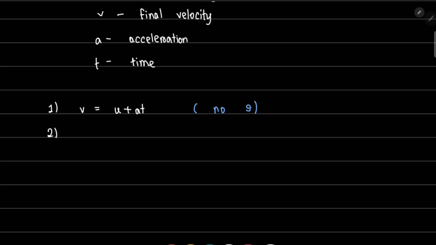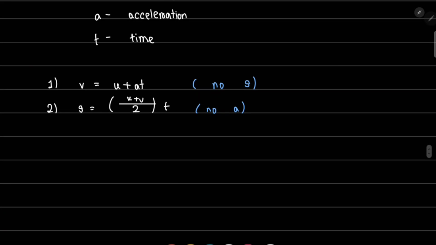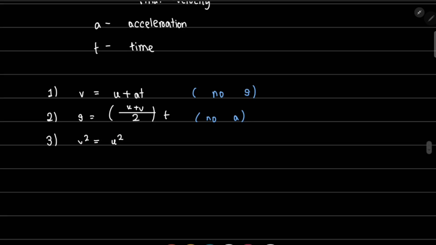Now the second equation is S equals U plus V divided by 2, times T. In this equation, we don't have acceleration. So when we don't need to work with the acceleration, this is the equation we use. The third equation is V squared equals U squared plus 2AS. In this equation, we don't have the time.